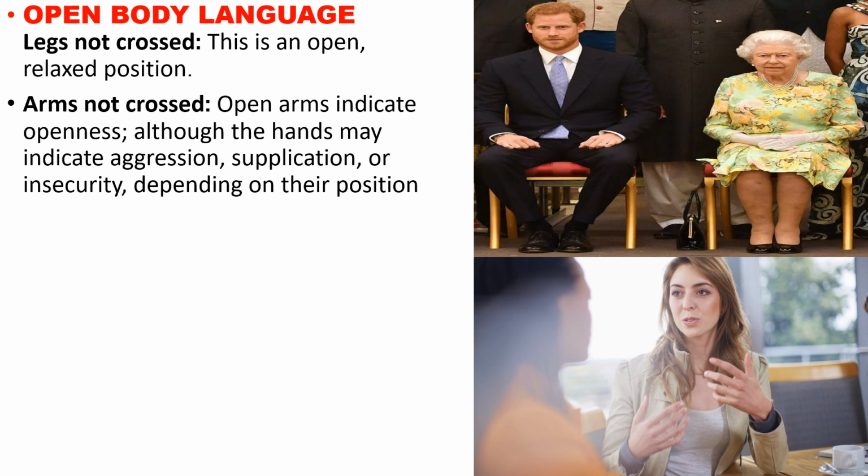Open body language, legs not crossed. This is an open and relaxed position. You just look at Prince Harry and Queen Elizabeth. The body language shows that they are in a relaxed position. The legs are relaxed, not crossed. So this is an example of open body language. Arms are not crossed. Open arms indicate openness, although the hands may indicate aggression, submission or insecurity depending on their position. Okay, so these are the signs of body language.